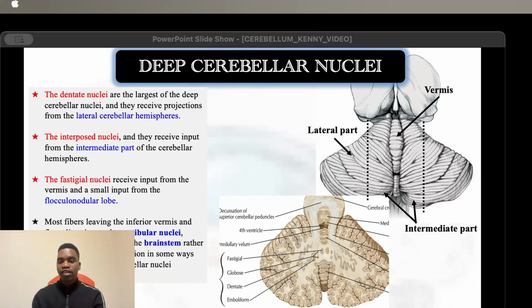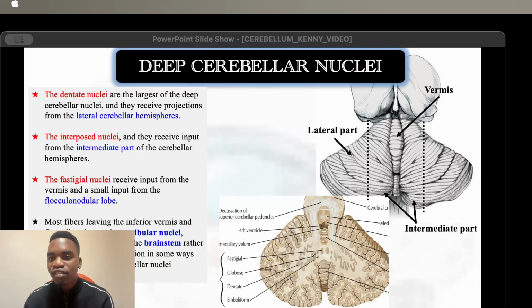In other words, if you have damage in the dentate nucleus, we will have the symptoms that correspond to the symptoms of the damage of this lateral part of the cerebellum. Same applies to the two interposed nuclei, which are the emboliform and the globose nucleus. The emboliform and the globose nucleus will receive the information from the intermediate parts.